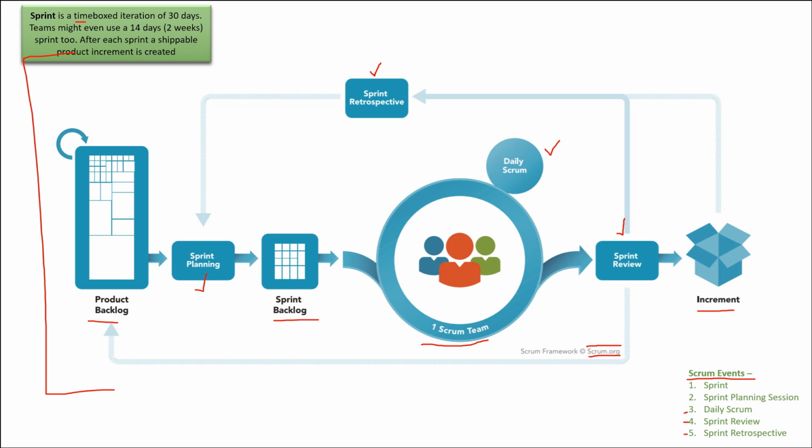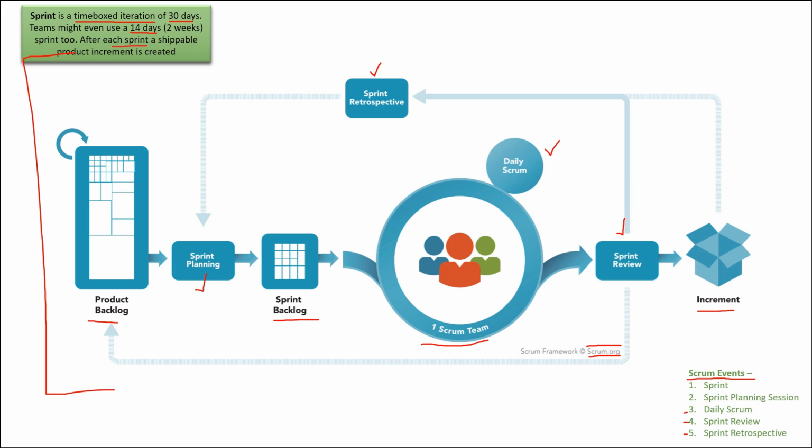Sprint is a time boxed iteration. Remember, I told you time box in the previous slide as well. So sprint is basically a time boxed iteration. It could be of 30 days. It could also be of 14 days or 2 weeks. So different organizations and different projects have different ways of defining their sprint. Scrum does not mandatorily ask you to have a sprint for 30 days or 14 days. It's up to the project team to define and decide what their time box duration should be.